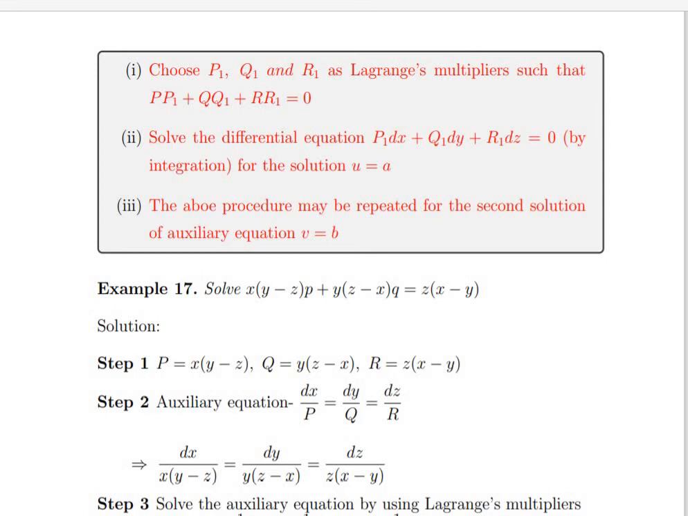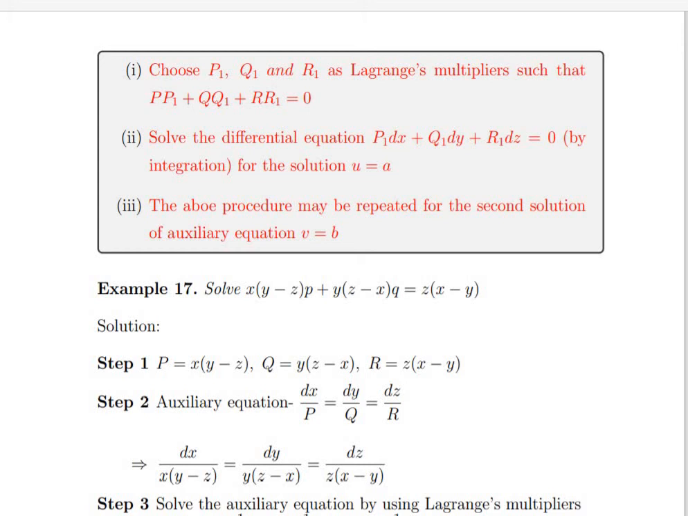Considering the question, solve x into (y minus z) into p plus y into (z minus x) into q equal to z into (x minus y). So it is already in the pattern P p plus Q q equal to R. So we can directly identify that P equal to x into (y minus z), Q is y into (z minus x), and R is z into (x minus y). Now writing it in the auxiliary equation pattern, we will get dx by x(y minus z) equal to dy by y(z minus x) equal to dz by z(x minus y).